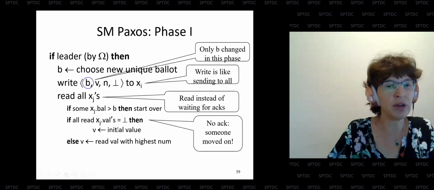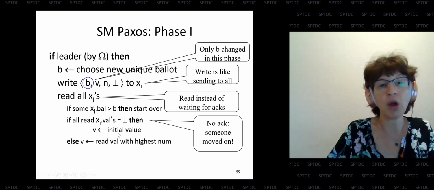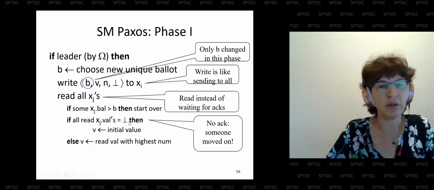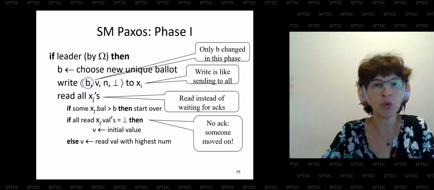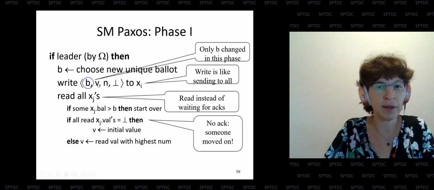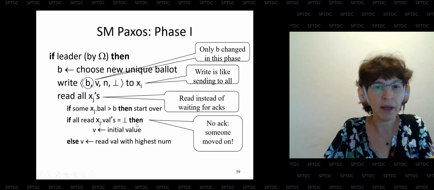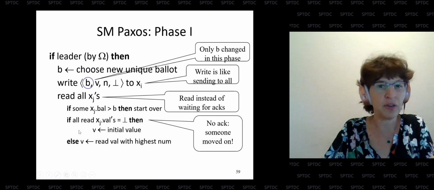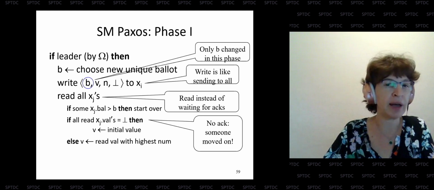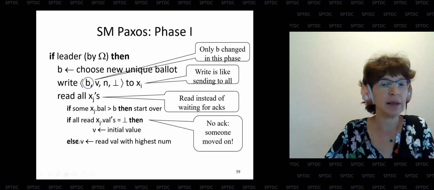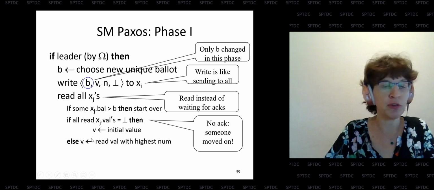And when trying to reach a decision, there are 2 options. One option is that it finds that somebody has already tried to reach a decision before, and that is in the val field. Somebody already committed to a value, that somebody already wrote that they accept the value in the second field of the register. This is the else case here. So if it sees that somebody already proposed a value, then it chooses the one associated with the highest number, and it adopts it. It's going to propose this value.